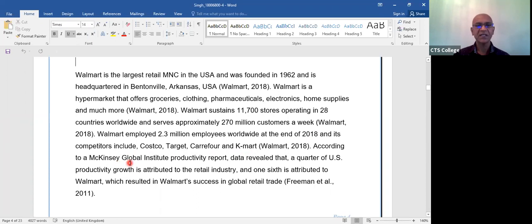According to McKinsey, as the data revealed, a quarter of US productivity growth is attributed to the retail industry, and Walmart has 1/6 of this market share. So I think a lot of areas have been discussed here, but there are some things that are missing.